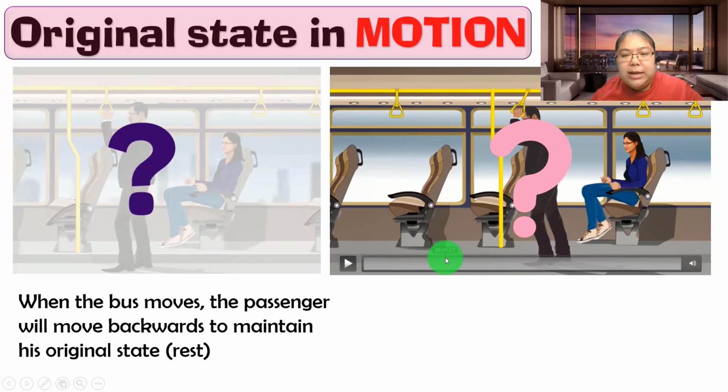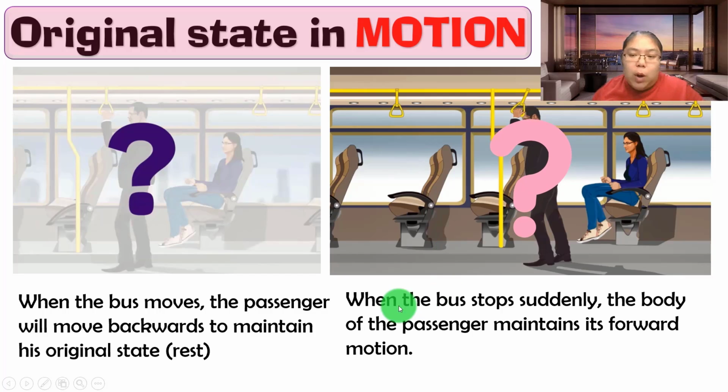Okay, now we go and see the explanation. When the bus stops suddenly, the body of the passenger wants to maintain its motion. So that's why there is forward motion. So finally, you find that the passenger will be thrown forward.